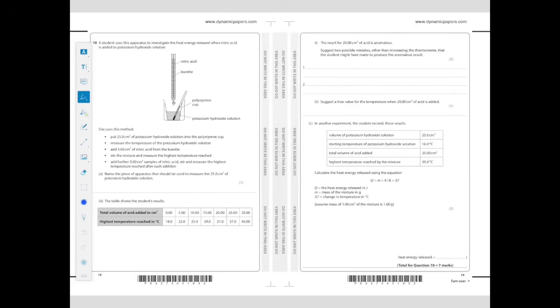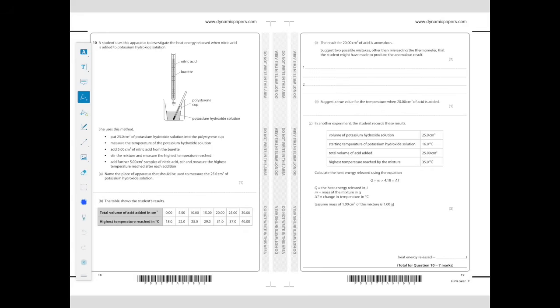Well, first of all, she could have added less than 5 centimeters cubed extra of the acid. Secondly, she might not have waited until the highest temperature was reached. And thirdly, remember when you're doing this experiment, it's really important that you stir the reactants. So she might not have stirred them properly.